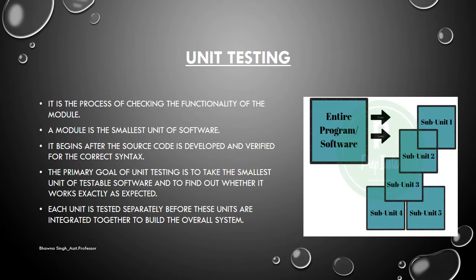Unit testing means that it is the process of checking the functionality of the module. A module is the smallest unit of software. It begins after the source code is developed and verified for the correct syntax. The primary goal of unit testing is to take the smallest unit of testable software and to find out whether it works exactly as expected. Each unit is tested separately before these units are integrated together to build the overall system.